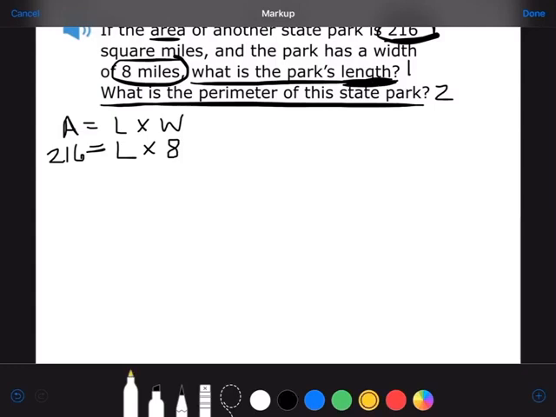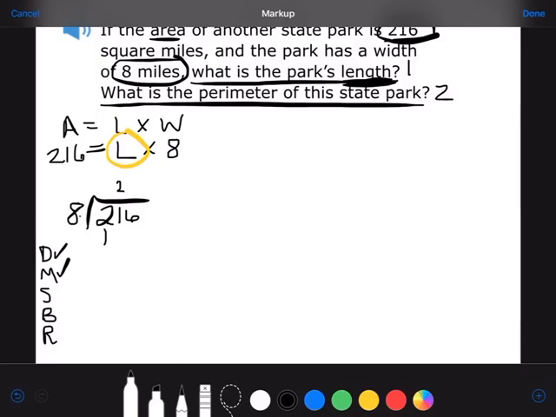So how do I figure out the missing part of a multiplication problem? Well, we do the same thing we did before. We're going to do the inverse operation and divide. So we're going to say 216, and we're going to divide that by the 8, the side we know. We're going to do our steps, daddy, mother, sister, brother, rover. The first step is to divide. 8 goes into 2? No, that's too small. 8 goes into 21? Yes, it does. It goes in only 2 times. Then I multiply. 2 times 8 is 16. And then I subtract 21 minus 16.